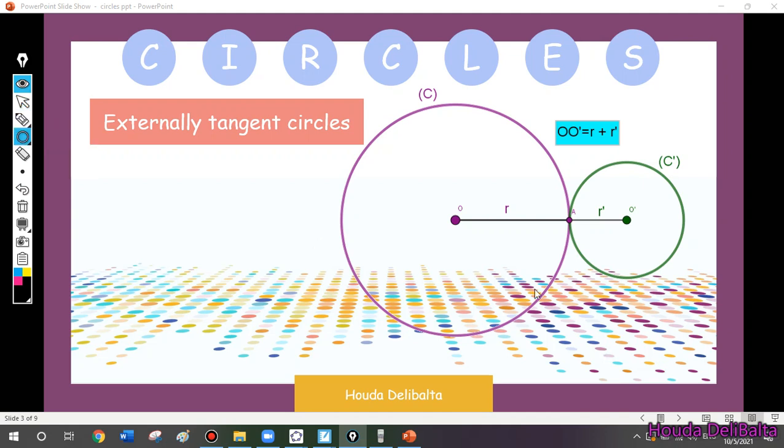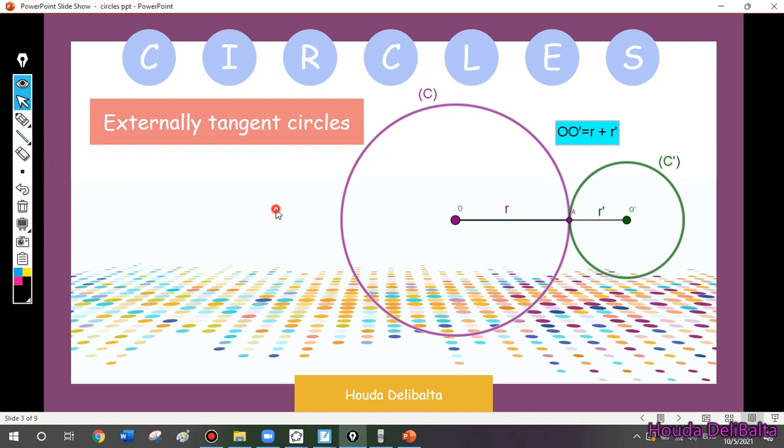So I can draw a circle here. Okay, these are, for example, externally tangent circles. And if we join, for example, the radius from here to here, the sum of the radii is exactly equal to the distance between the centers.